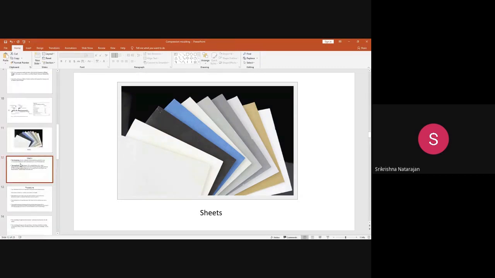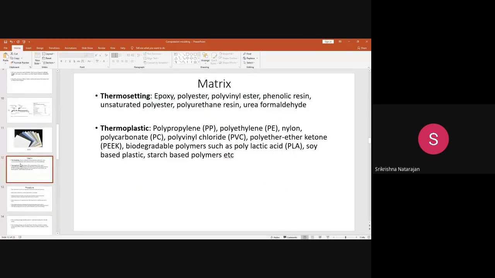And what are the matrix materials that can be used? Unlike the filament winding, there is no restriction on use of the other matrices. Here, you can use thermosetting matrices like epoxy, polyester, polyvinyl ester, phenolic resin, unsaturated polyester, polyurethane, urea formaldehyde. Or you can use thermoplastics also, polypropylene, polyethylene, nylon, polycarbonate, etc.